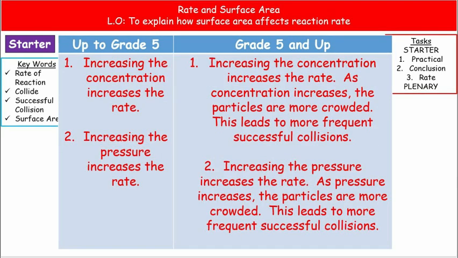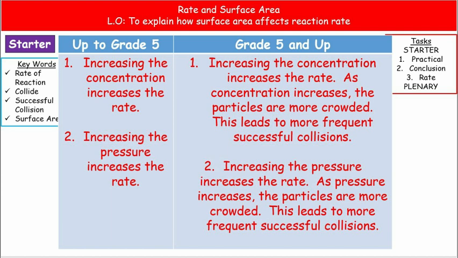Let's mark those answers then. For the up to grade 5, our first question, the trend we see when we increase the concentration is that increasing the concentration increases the rate. Give yourself a tick if you've got that right. For question 2, the trend we see with pressure is that increasing the pressure increases the rate. Again, give yourself a tick, add those up and give yourself a score out of 2.